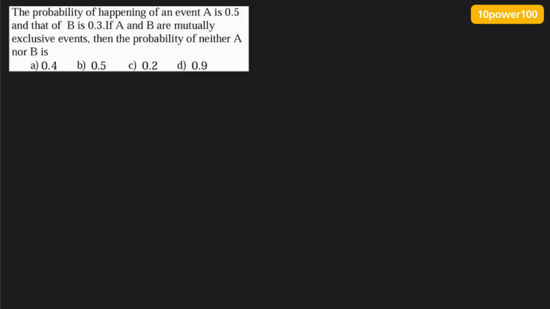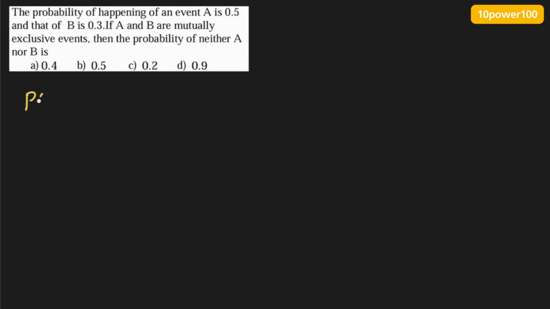Next question: the probability of event A is 0.5 and that of B is 0.3. If A and B are mutually exclusive events, then find the probability of neither A nor B. So let's see how to calculate this. First, we'll write all the probability values.